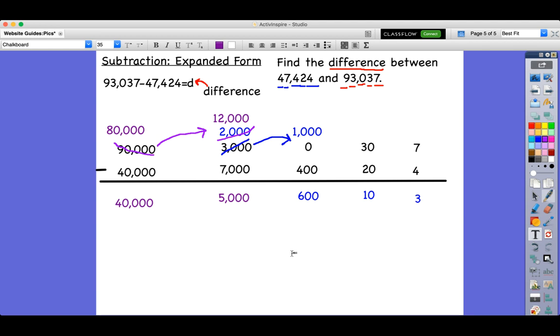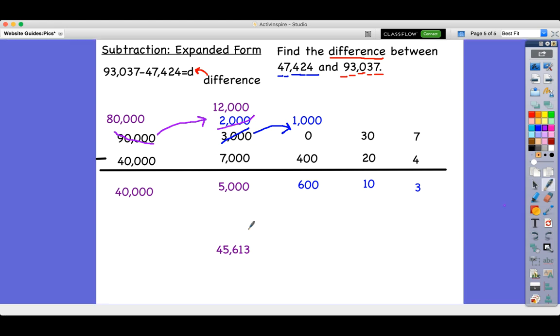And I want to write it in standard form, or how numbers normally look to us. So I'm going to start in the highest place value. I know there's a 4 in the 10,000s place. There's a 5 in the thousands place. There's a 6 in the hundreds place. There's a 1 in the tens place. And there's a 3 in the ones place.